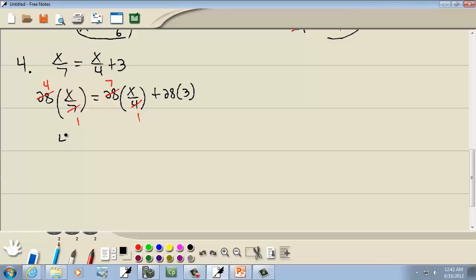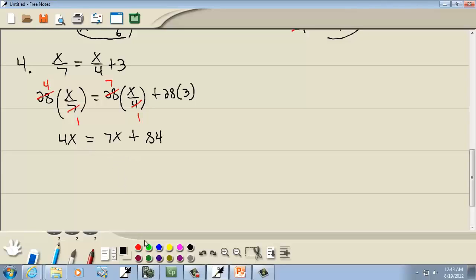4 times x is 4x equals 7 times x is 7x, and 84, I believe. My brain's starting to shut down, but I think that's right. Okay, that was step 2.